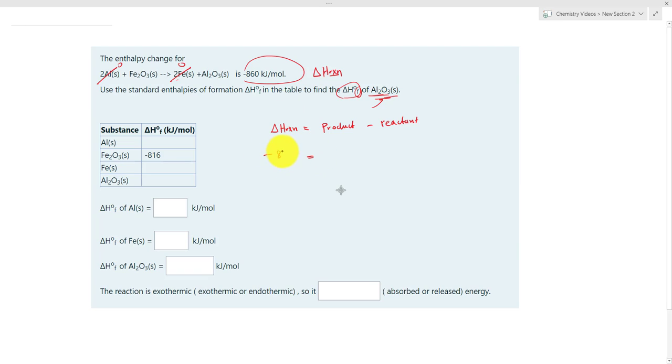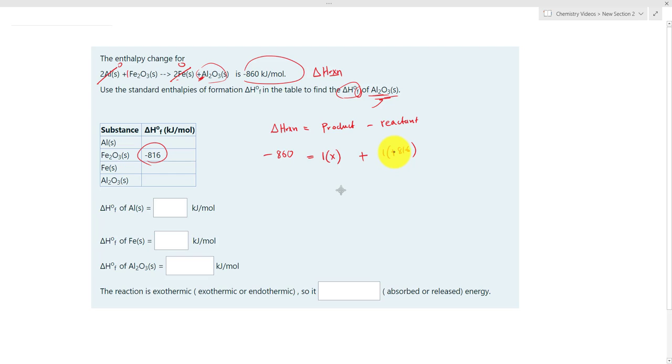Now the reaction is negative 860. For the product, on this side, we just have aluminum oxide left. We don't know what it is, right? But for now, we know the coefficient has to be 1 because there's nothing there. So it's parentheses 1, so 1x, okay? On the reactant side, we have this, again, it's just 1. We have to use the coefficient. But we also know the value of iron oxide, which is right here. So we know it's 1 times negative 826, which is equal to negative 826. So we have this minus and minus, that becomes a plus right there.